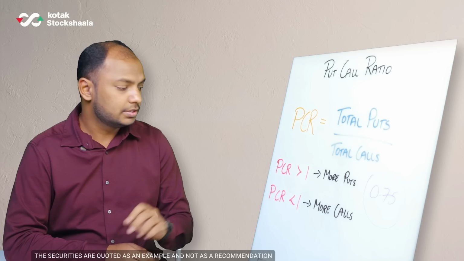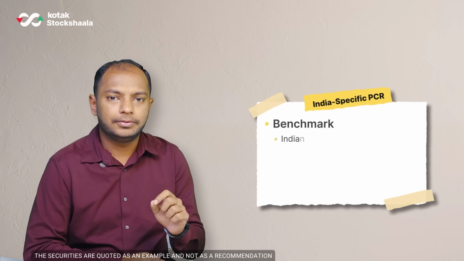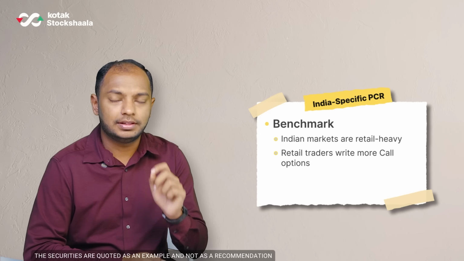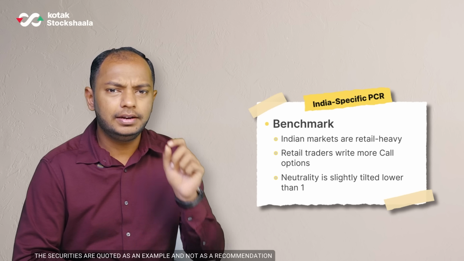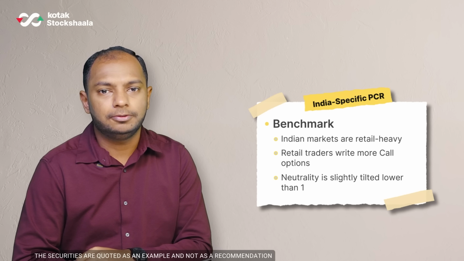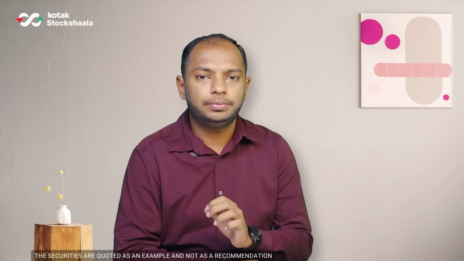But in India, it's not 1 but rather 0.75, which is considered as the neutral number. That is because India is retail heavy and they write more call options than put options. Hence, the baseline PCR slightly tilts towards 0.75 for a neutral zone. Now let's look at an example in Nifty and interpret what might be happening in that specific chart.